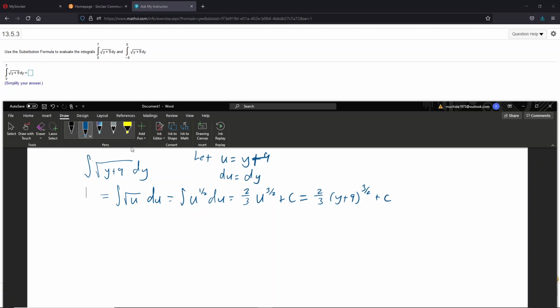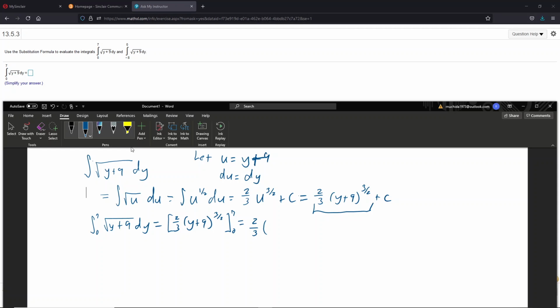Now when we think about it back with the definite integral, the integral from 0 to 7 of the square root of y plus 9 dy will equal, now evaluating our antiderivative, except we can ignore the plus c, because if it's plus some constant, when you plug in the upper limit and then subtract the lower limit, the constant would just cancel out. So it would just be 2/3 times the quantity y plus 9 to the 3/2 evaluated from 0 to 7.